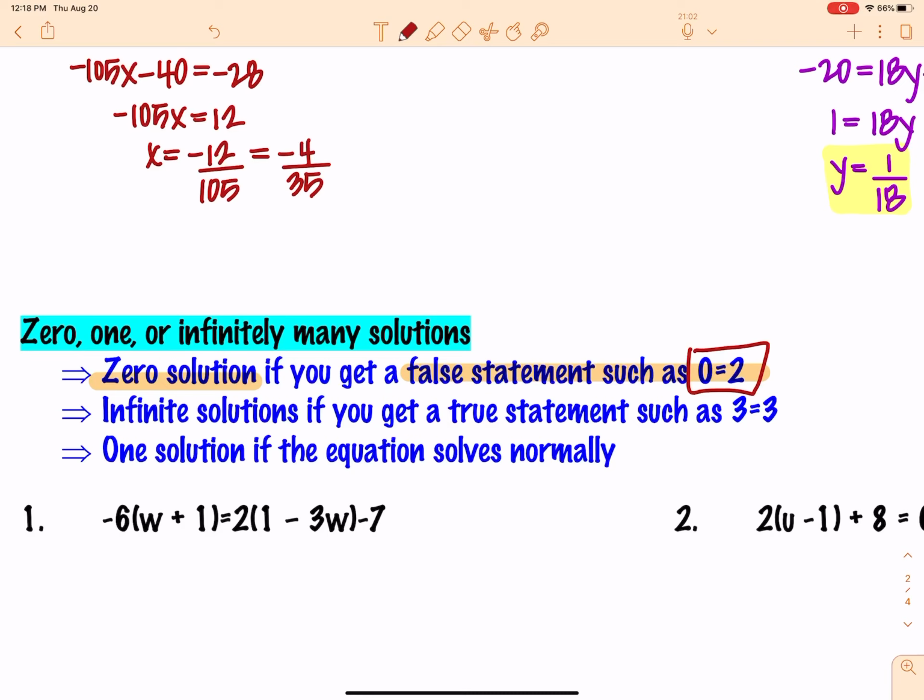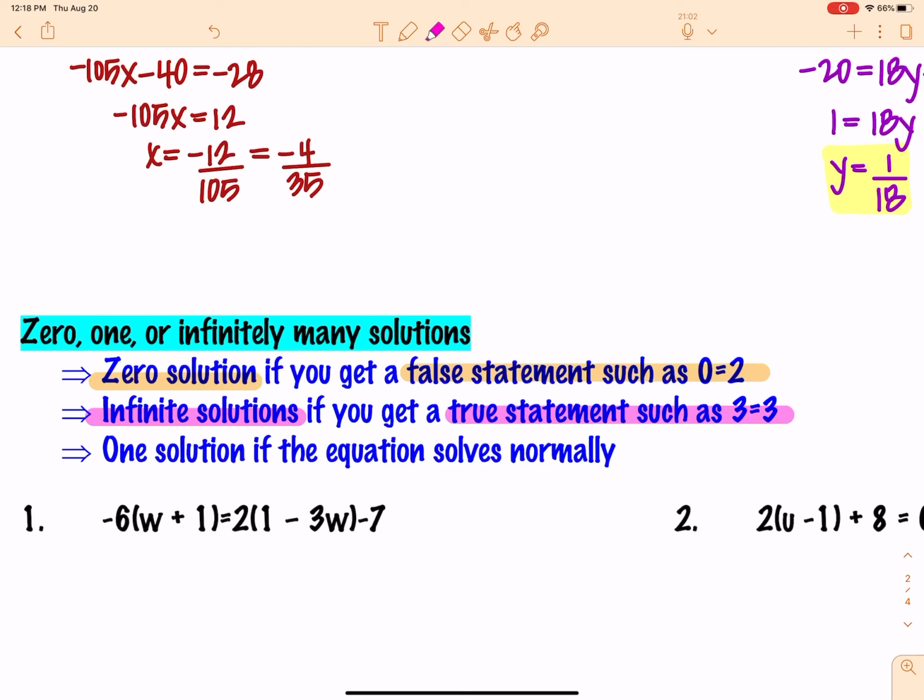That means no number in the world will make that statement true, which is different than what if I have infinite solutions, meaning any number in the world you pick will make that statement true. That means you get a true statement, such as 3 equals 3. You usually get a 0 equals 0, something like that.